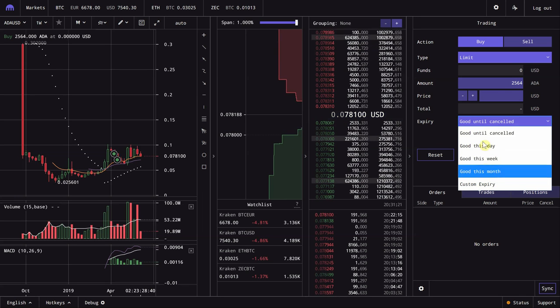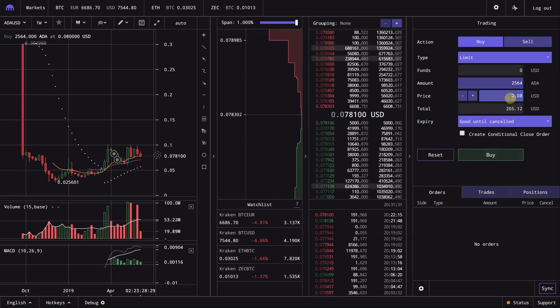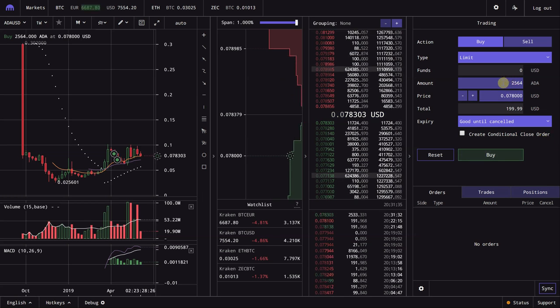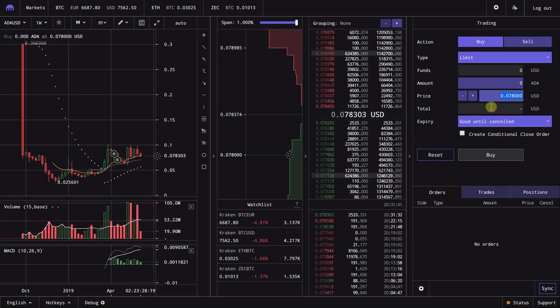It just depends, right? I would just do this so you have full control of it, and just type in the price. So it would be 0.0780. Well, it's not working. Oh, that's right. There we go. So that would be it, right? So we're buying 2,564 Cardano at this price when it hits, and then it will just use the USD, which is 200. But you get the point. So that's it. That's how you use Kraken.